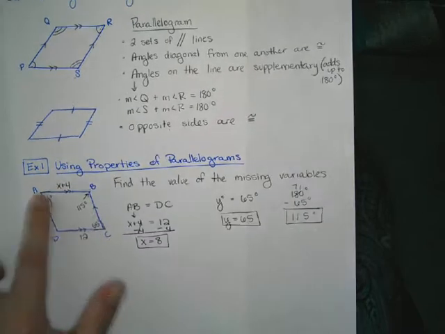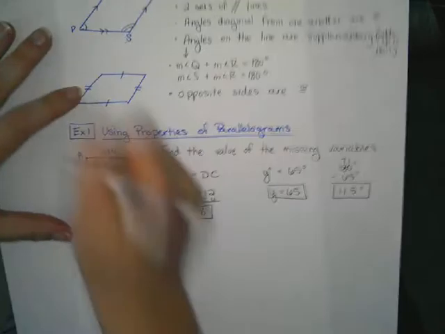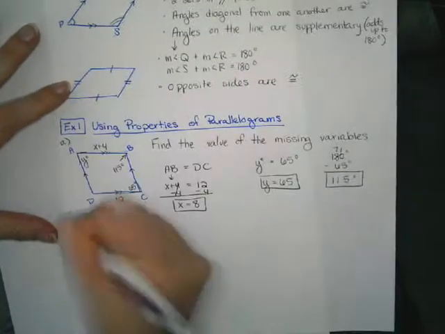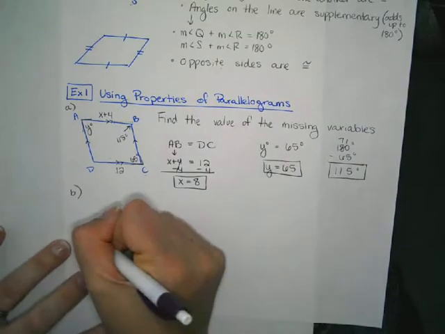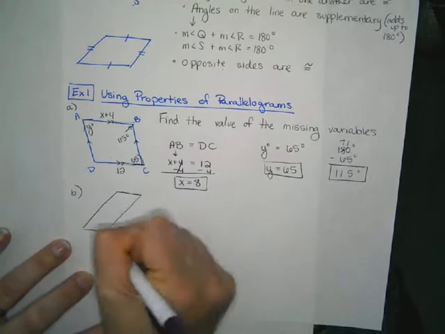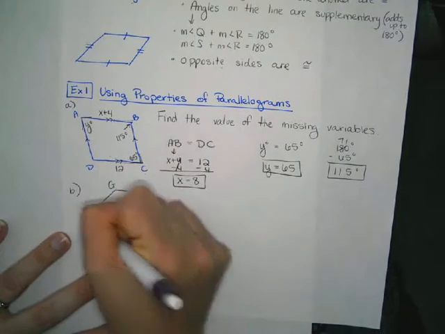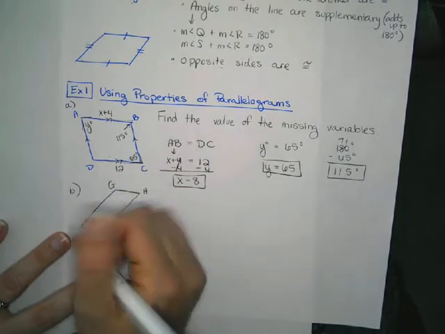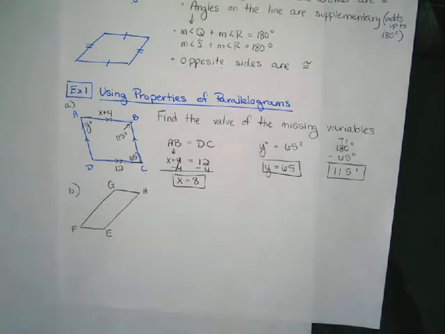Okay, let's try another one. What's letter A, letter B? So this is parallelogram GHFE. And I'm given that this side is 8, and this angle is 60 degrees.